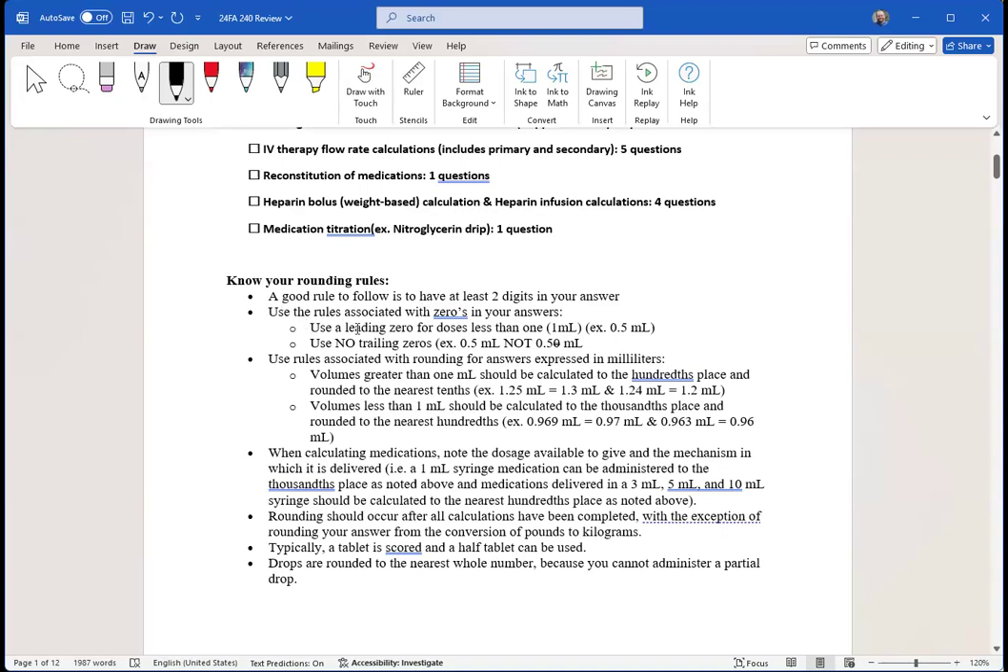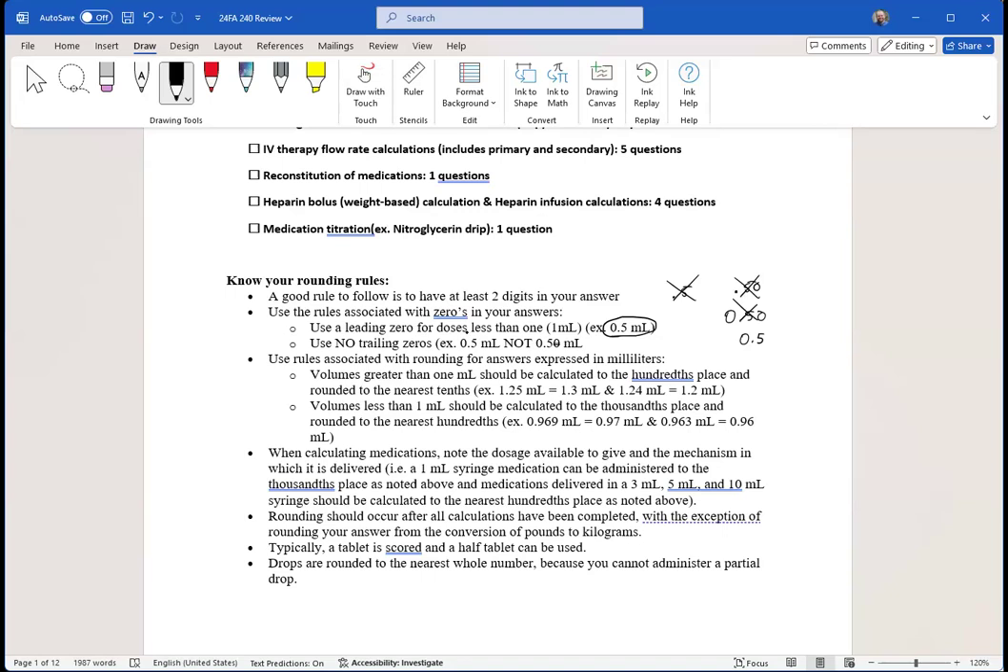A couple things. First of all, not even talking about rounding, but paying attention to your use of leading and lagging zeros. If you have a dose that's less than 1, usually we're talking about milliliters, make sure you write your answer like it is here: 0.5. Don't write .5, that's wrong. Don't write 0.50, that's wrong. The correct way to write that is 0.5.